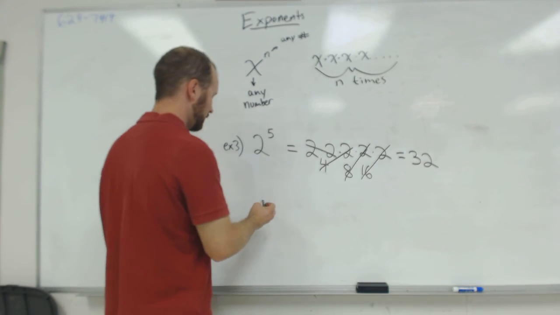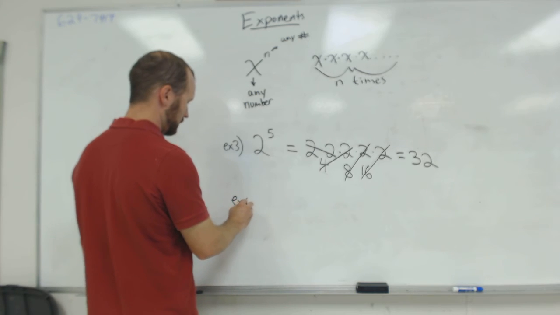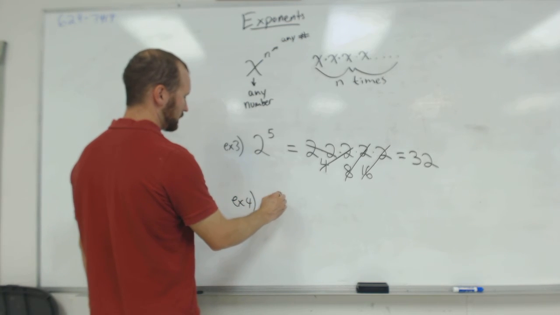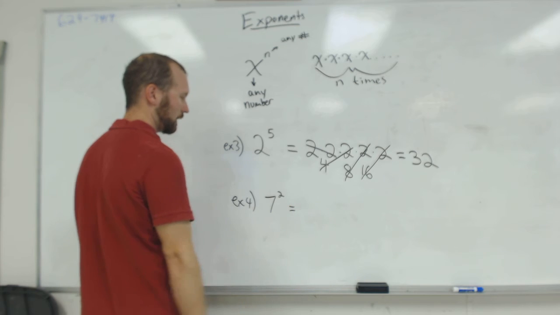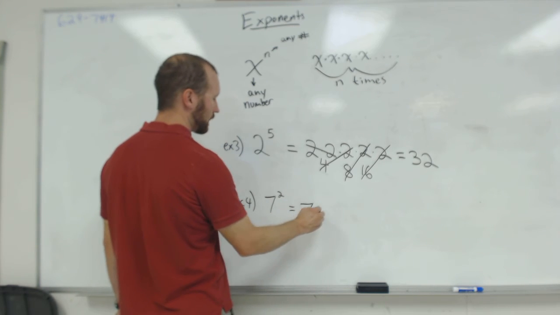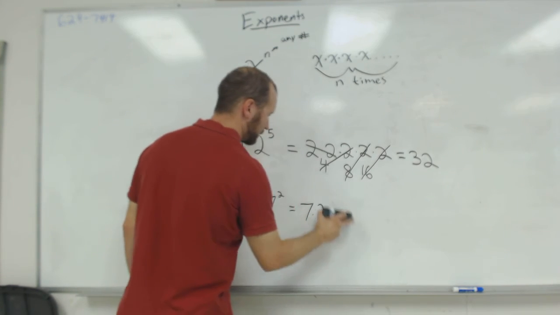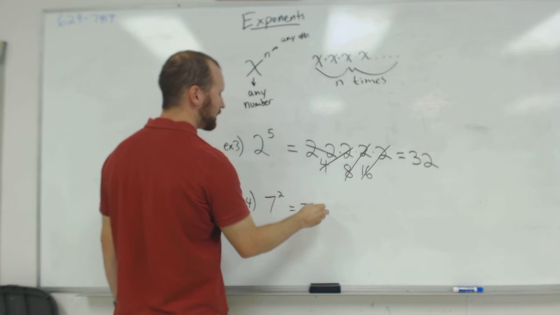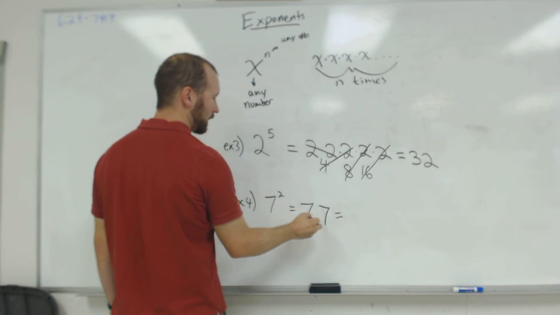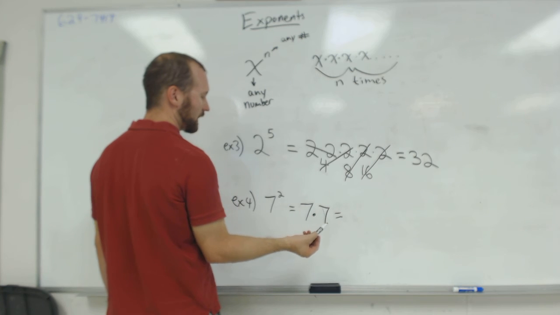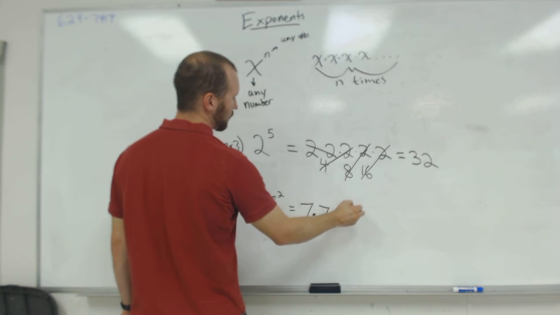What if I had 7 squared? 7 times 7. Not 14, that's 49. 7 plus 7 would be 14, but in this case we're multiplying, and 7 times 7 is 49.